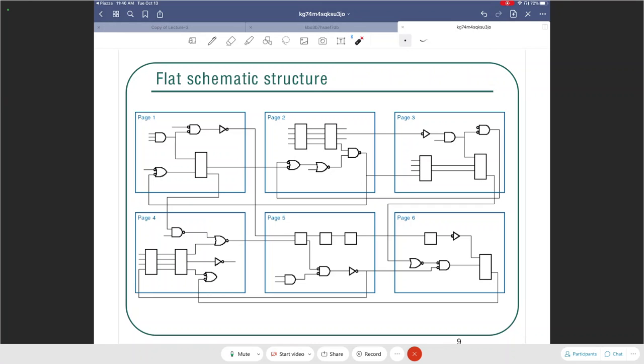what is the problem of the flat schematic structure as the complexity of, what do you mean the highest level? So what I mean is at one level, right? So think of a pyramid.